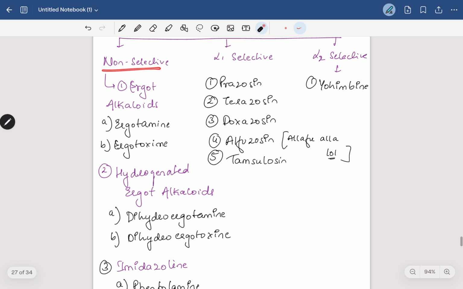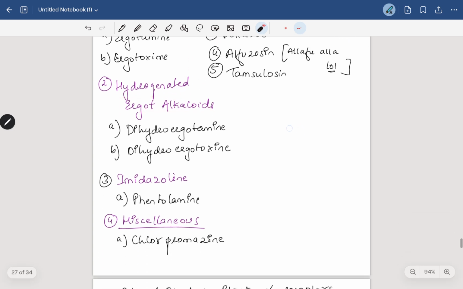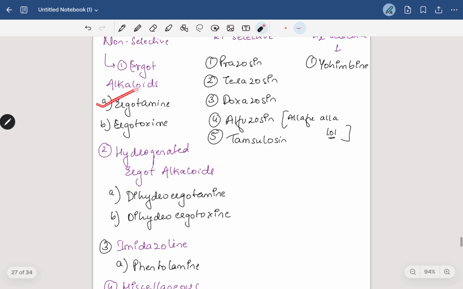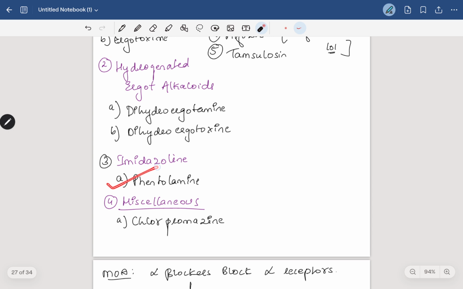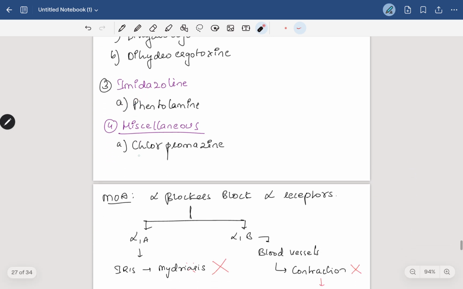So in non-selective, you have ergot alkaloids. And then you have hydrogenated ergot alkaloids. Then remember miscellaneous is there, and then you have something known as imidazoline. This you need to remember, and I feel like this only everyone will forget. So in ergot alkaloids, you have ergotamine and you have ergotoxine. And then you have hydrogenated ergot alkaloids. This only we will hydrogenate it. It will become dihydroergotamine, and this will become dihydroergotoxine. In imidazoline, you have phentolamine. And in miscellaneous, you have chlorpromazine.